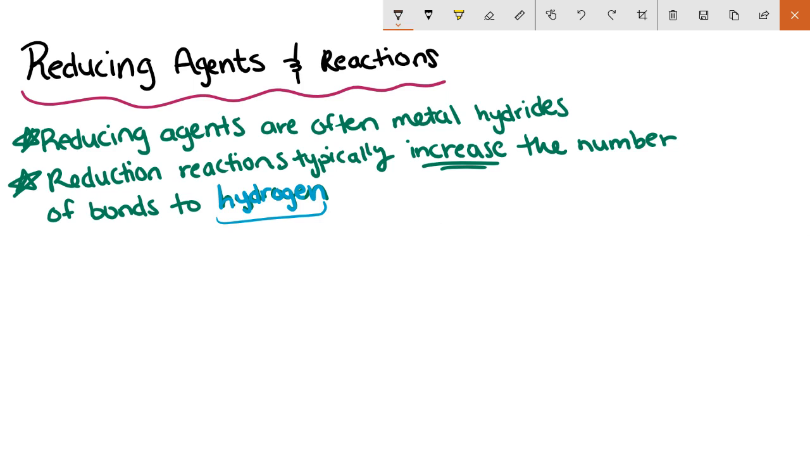All right, so two really important facts that I would take away from classifying reducing agents is that reducing agents are often metal hydrides, like we just saw, and that reduction reactions typically increase the number of bonds to hydrogen, typically bonds to more electronegative atoms are replaced by bonds to hydrogen.